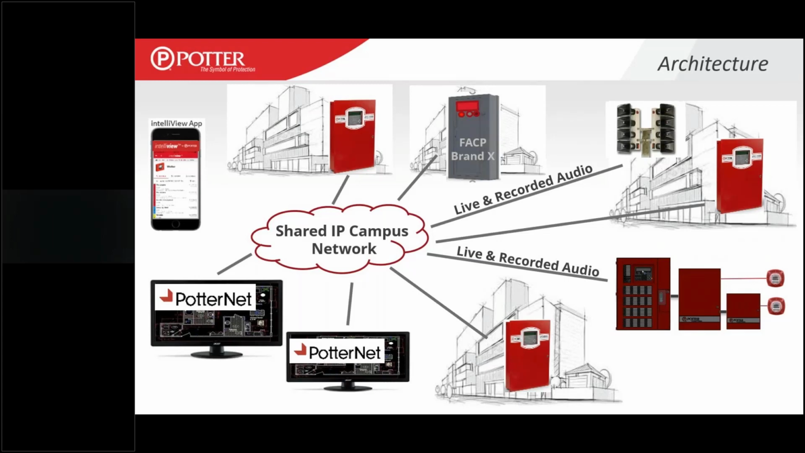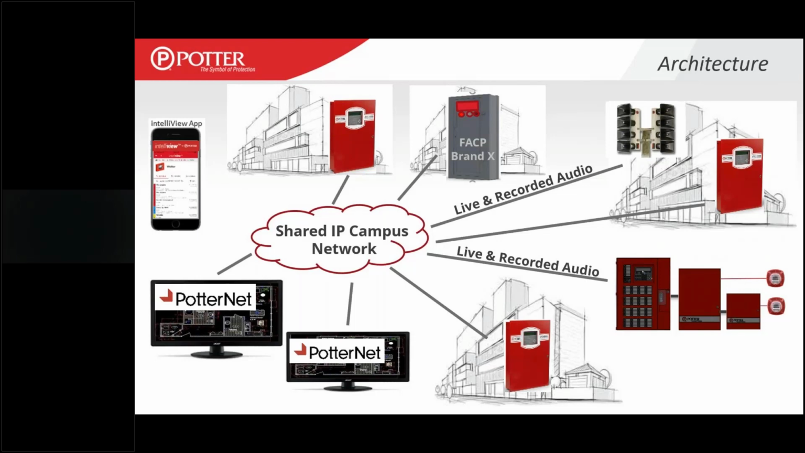You just need to get the panels on either a shared network, a dedicated network, or a VPN. Basically, what we're looking for is IP connectivity between the PotterNet and each of the panels. Each of the panels gets a fixed IP address, essentially, and a user code, and the PotterNet can connect to all of the panels. So then we monitor across the shared IP network on that campus.